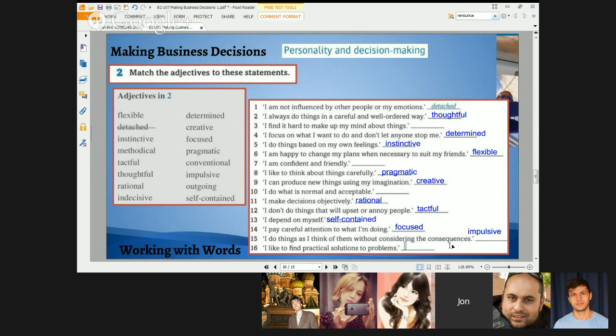And our last one is... Who's next? Is it Yuki? Are you next? I think Sylvia is next. No, Sylvia did focus. I think it's you, Yuki. Okay. Sorry. I like to find practical solutions to problems. Practical. That's the key. Practical.